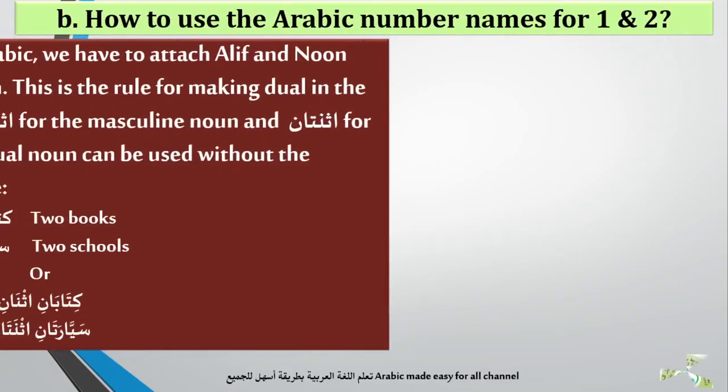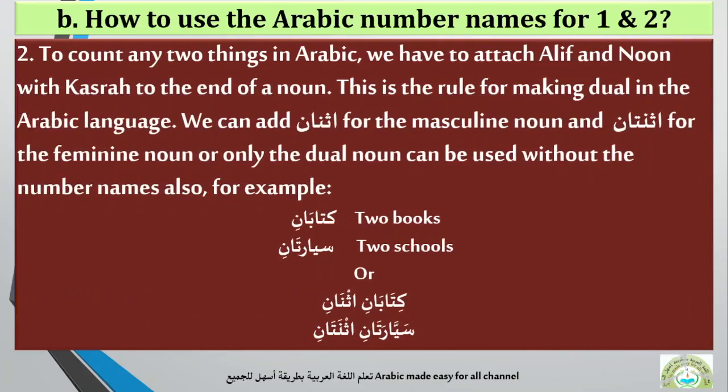So 1 I have given in the previous slide. This is how we'll count anything when it is for 2. To count any two things in Arabic, we have to attach alif and noon. So this is to be noted. We have to attach alif and noon with kasra to the end of a noun. This is the common rule. This is the general rule for making the dual in the Arabic language. So adding alif and noon with kasra at the end of any noun to make the dual is a universal rule in Arabic grammar.